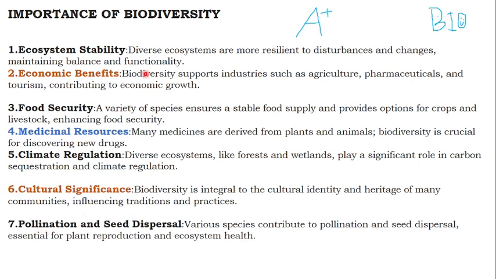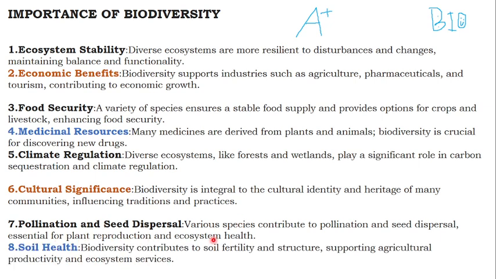Another importance of biodiversity is pollination and seed dispersal. Various species contribute to pollination; for example, insects are pollinator agents. Seed dispersal is essential for plant reproduction, ecosystems and human health. The final one is soil health.